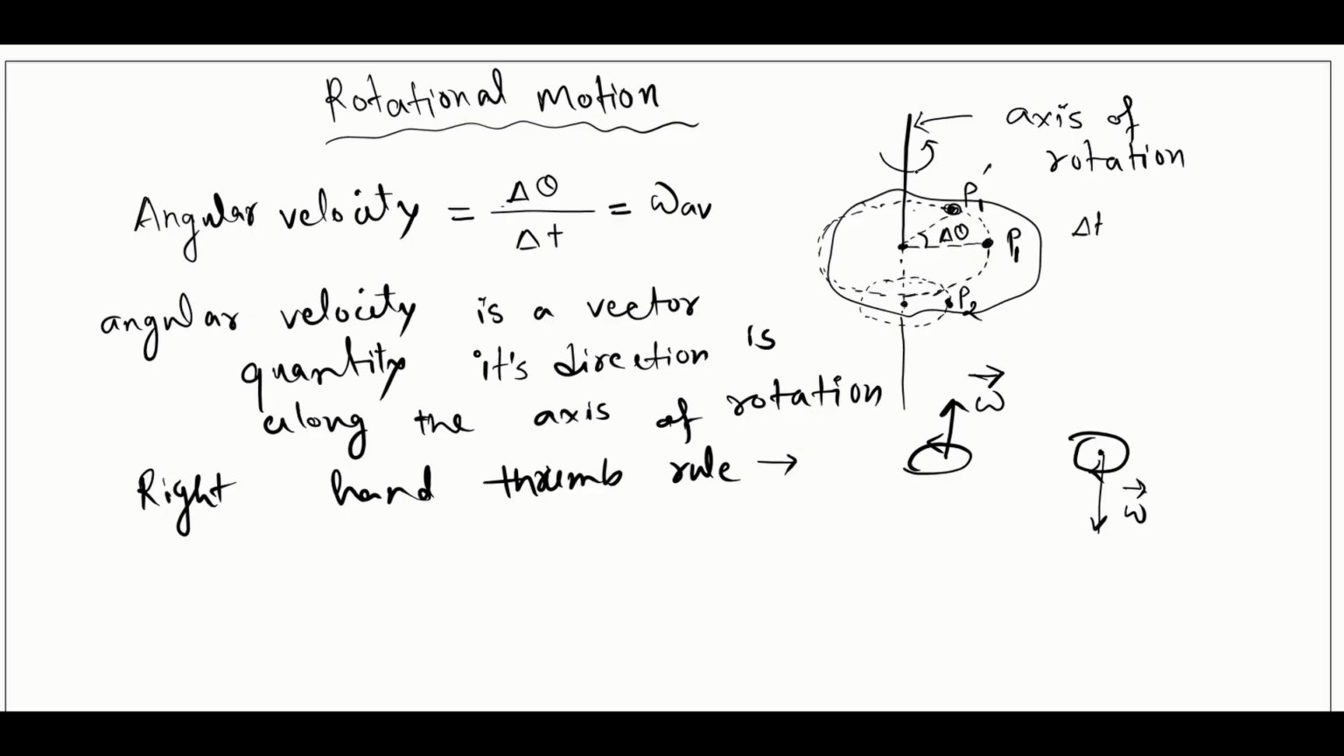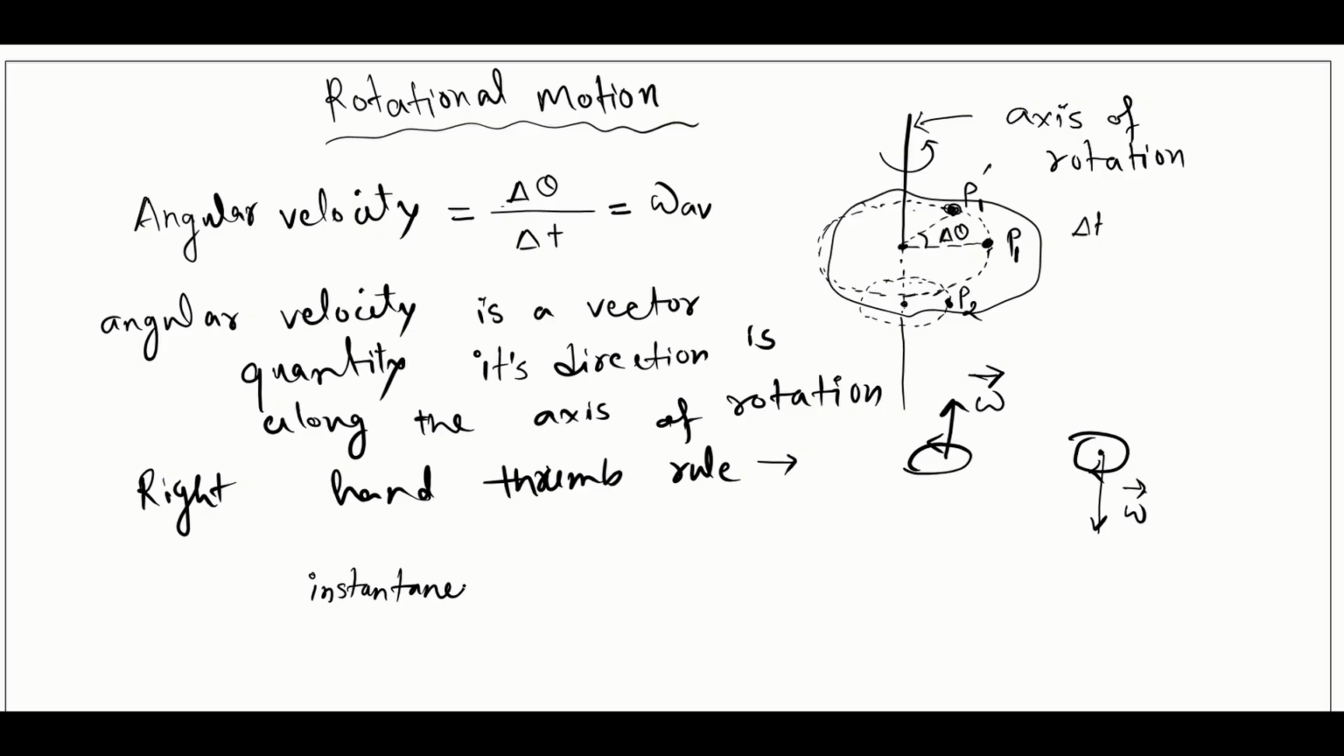If this object is rotating with a constant angular speed, then this is constant. If it is rotating at a different rate, that means it is covering a particular angle in some time and a different angle in another equal time interval. That means in equal intervals it is rotating through different angles. Then there will be an instantaneous angular velocity.